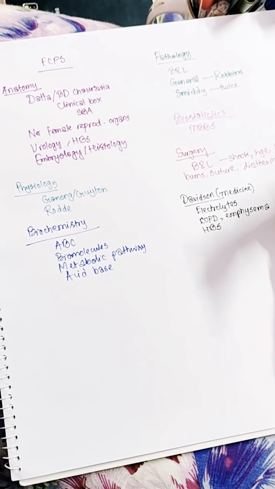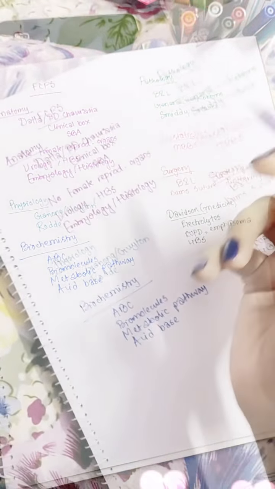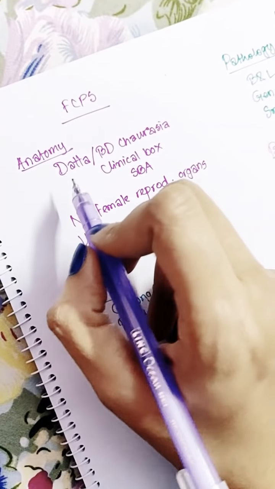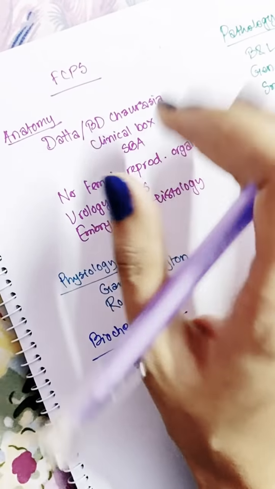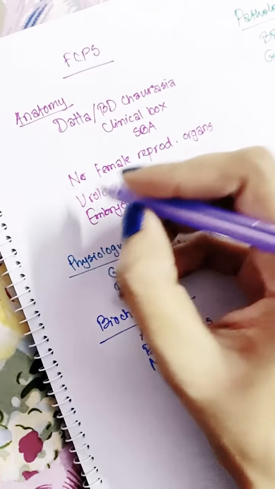Now let's talk about MS. For MS, I'm going to be writing in addition to these things already written because they're pretty similar. So let's talk about anatomy. For anatomy, as before, you need to study any of these books. You need to pay attention to the clinical boxes. But the sad thing is you will have to study the female reproductive system. So let's have a moment of silence for that.